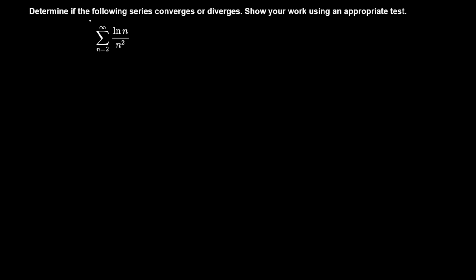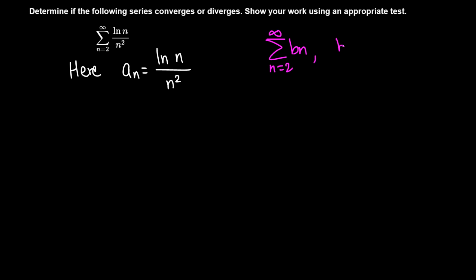Determine if the following series converges or diverges. Here we have the terms a_n, which are natural log n over n squared. Now we can compare this series with a known series, let's say the series b_n, with n starting from 2 to infinity, and b_n is, let's say, 1 over n squared.